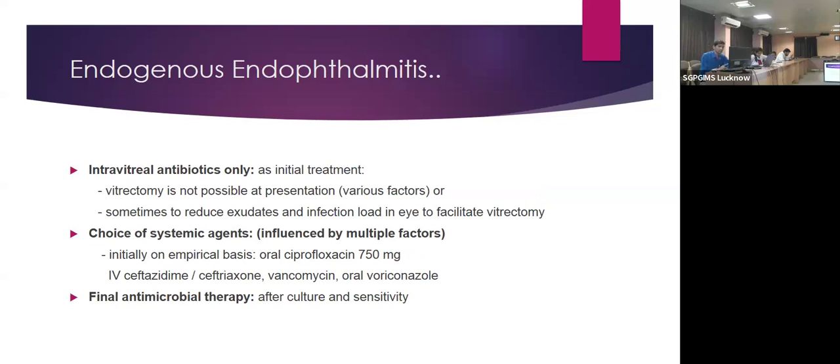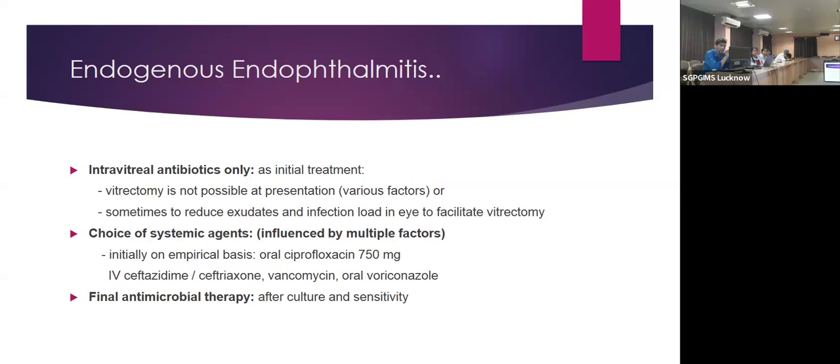Intravitreal antibiotics only, no surgical treatment, only injections, as an initial treatment in the cases where vitrectomy is not possible by virtue of various factors I have told. The patient is not fit for surgery, that is one thing. These are usually sick patients. There may be a bleeding problem so that we can't immediately take the patient for surgery. In those cases, at least antibiotics should be injected inside the eye, so at least the infection can be controlled. If not eliminated or cleared, at least replication must be controlled.